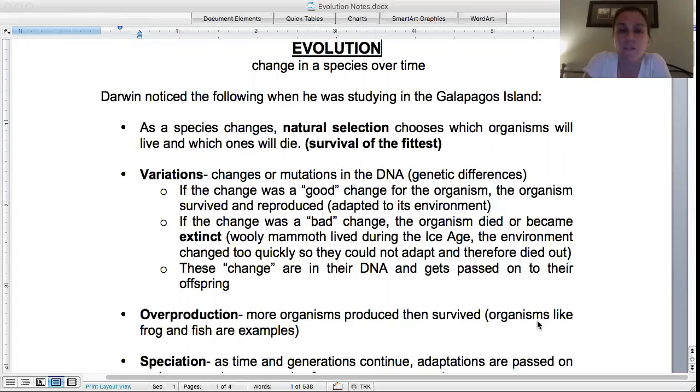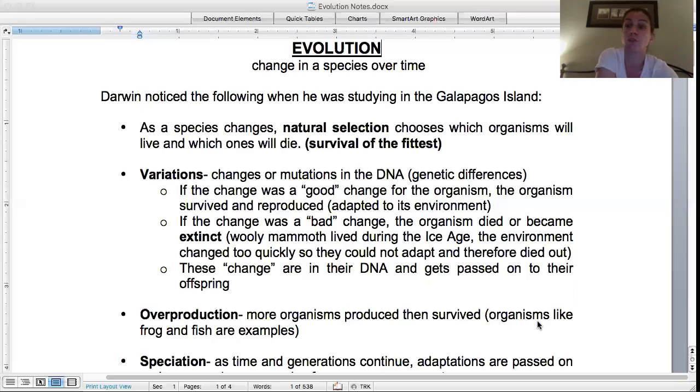Okay, so the definition of evolution is a change in species over time. So we all know that things evolve. So what does that really mean? When we think about the woolly mammoth, something that has been extinct for a long period of time, you can kind of see how the woolly mammoth is very closely related to the elephant. They have very similar characteristics, similar body structures, and somehow along the way, the woolly mammoth died out and became extinct while the elephant still lives today. So we're gonna get into that a little bit today. So evolution is a change in a species over time.